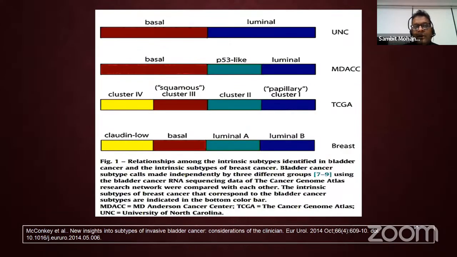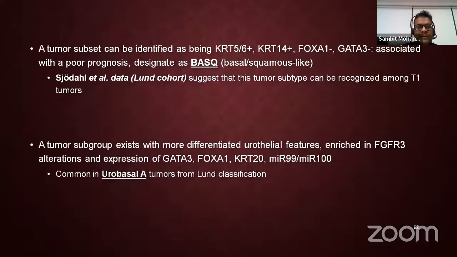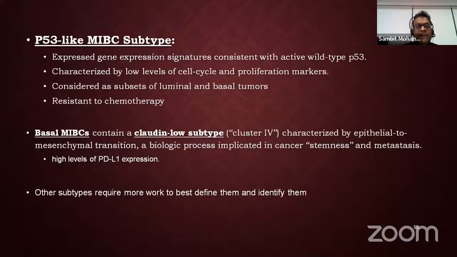Then, accordingly, like breast cancer, they are divided into different types based on the keratin and the GATA3 profile. Then there is P53-like muscle invasive bladder cancer. This is all for muscle invasive bladder cancer. When it is non-muscle invasive bladder cancer, they usually recur. They do not metastasize. They are low grade in histology. But if it is muscle invasive, they can be basal, luminal, or TP53-like tumors.